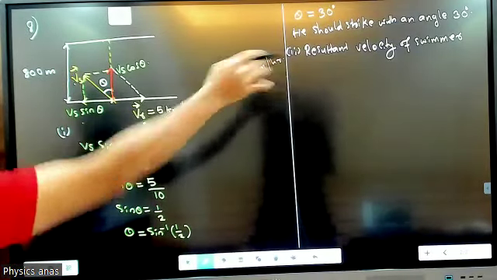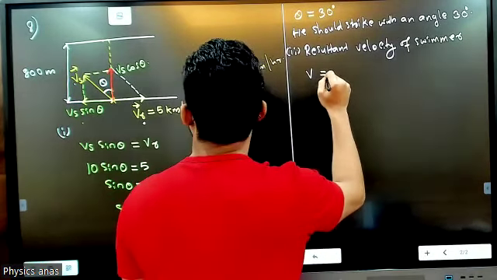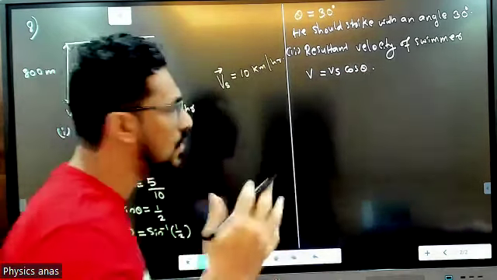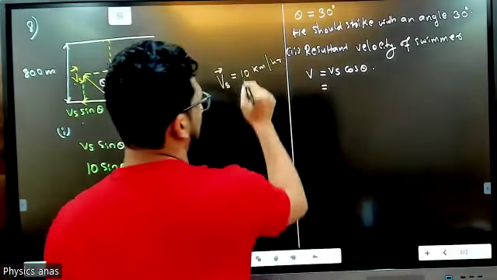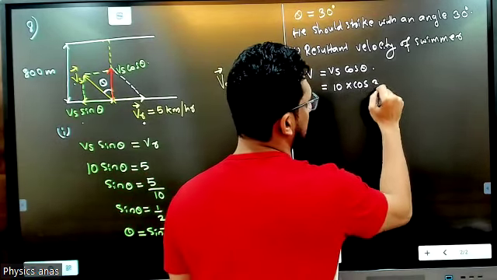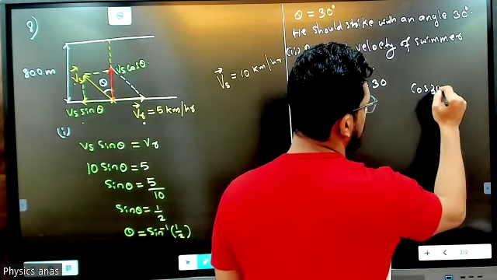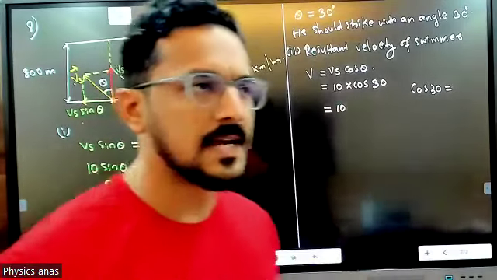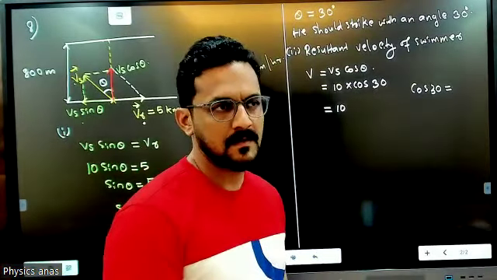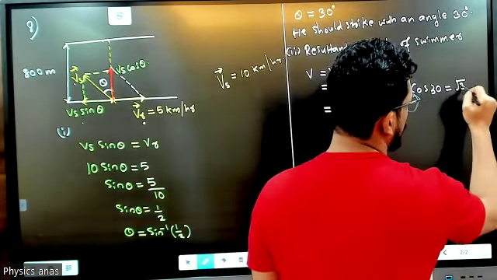So resultant velocity of swimmer will be Vs cos theta. I am just taking the magnitude only. What is Vs? Vs is 10. So 10 into cos theta. What is theta? Theta is 30. And what is the value of cos 30? Sin 30 is 1 by 2. Cos 30 is root 3 by 2.